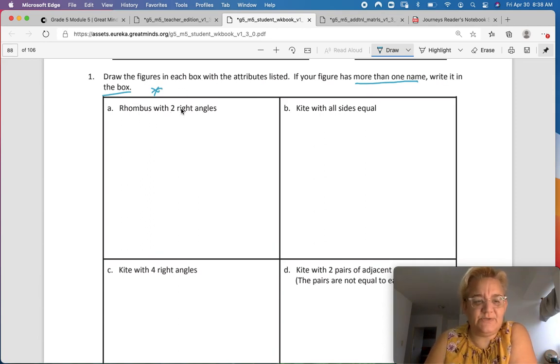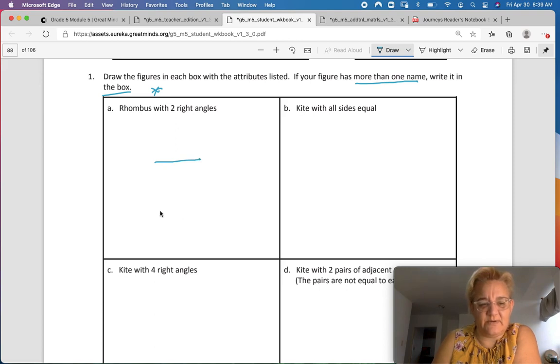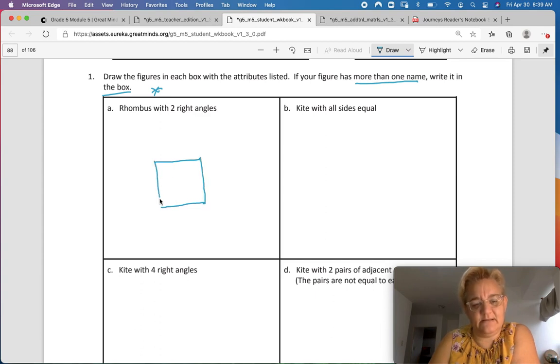A rhombus with 2 right angles. Well, what are the rules for a rhombus? A rhombus has to have all 4 sides equal and 2 sets of parallel lines. Please use a ruler and measure. This side is equal to that side, this side is equal to that side, and there are 2 sets of parallel lines. But if it has to have 2 right angles, that means it's going to have 4 right angles. And that's not just a rhombus, that is also a square, and it's also a rectangle.